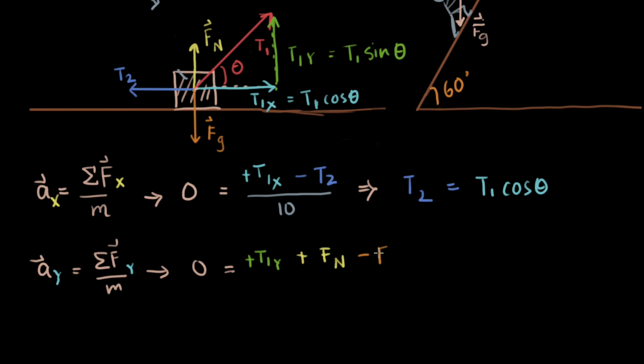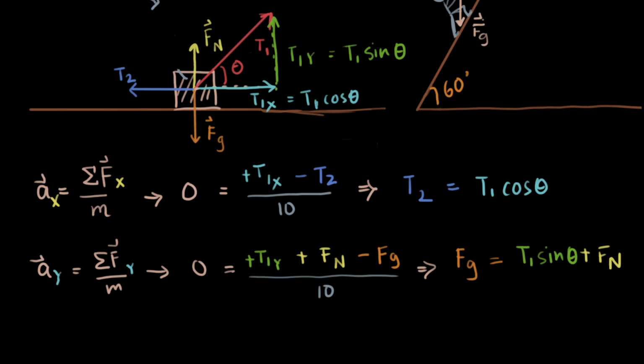I'm going to write that here. And we have a mass of 10 kg, which is going to get multiplied here. So again we skip that step, and we bring the force of gravity to this side, and that becomes force of gravity equals our T1 sub y, that is T1 sine theta, plus our normal force. So why did I just do that?